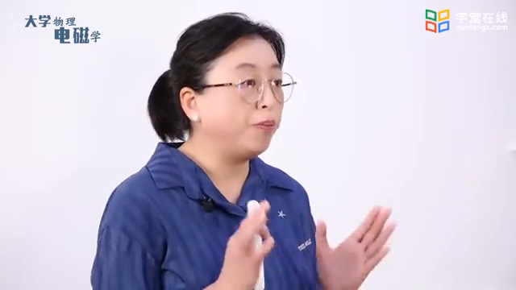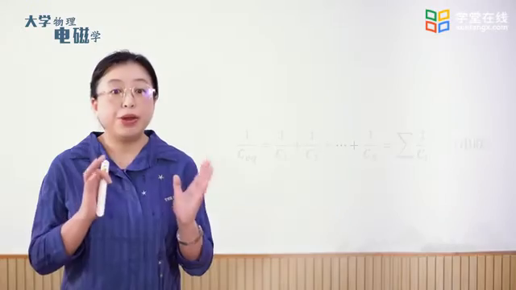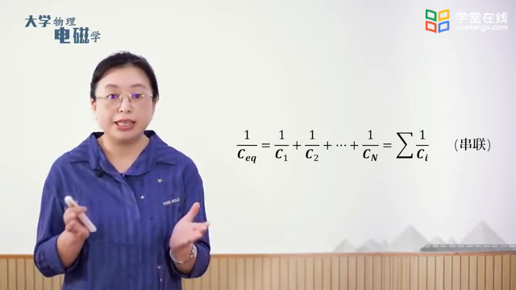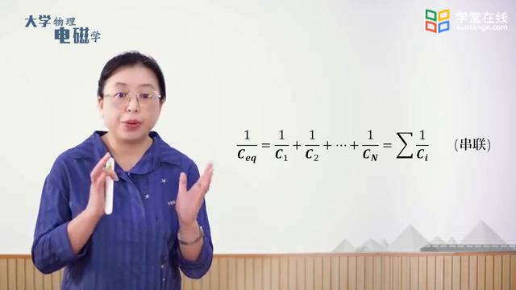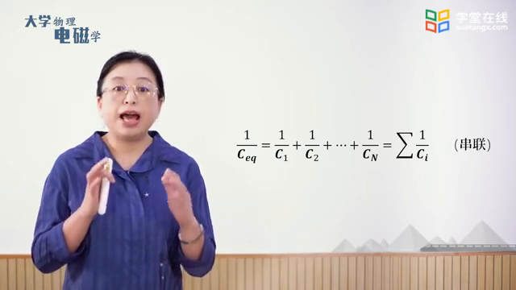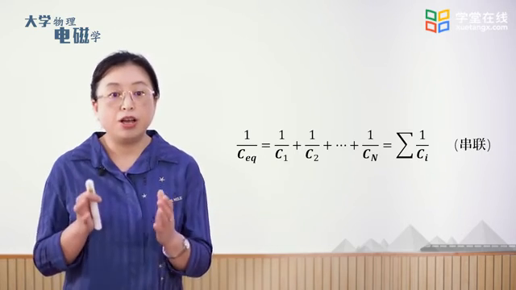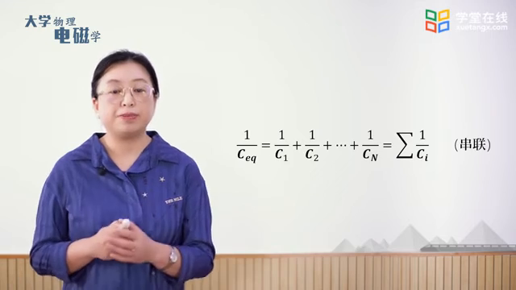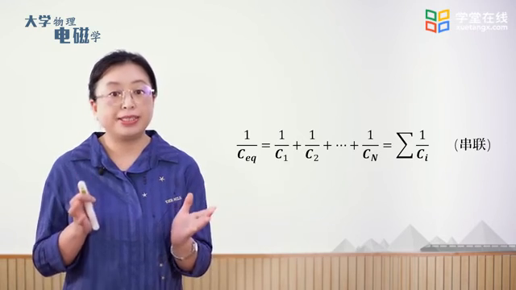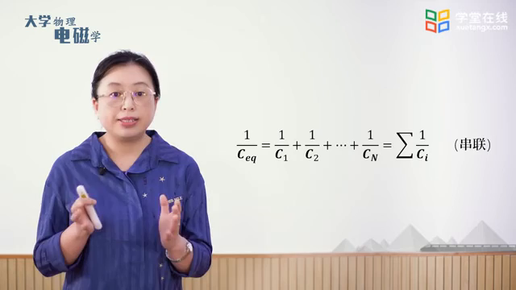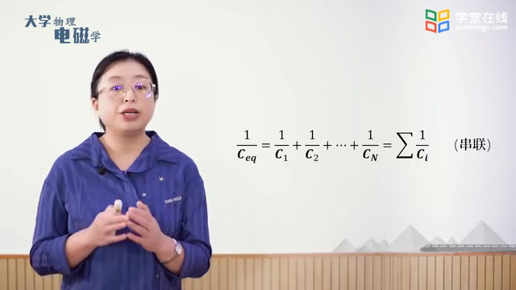When this analysis is applied to three or more capacitors connected in series, the equivalent capacitance is calculated by this formula, showing that the inverse of the equivalent capacitance is the algebraic sum of the inverses of the individual capacitances. Therefore, the equivalent capacitance of a series connection is always smaller than any individual capacitance.